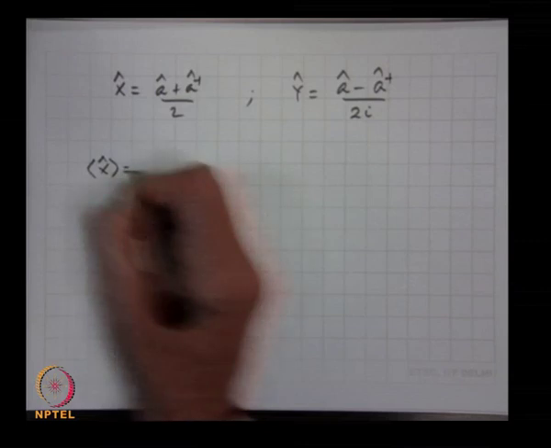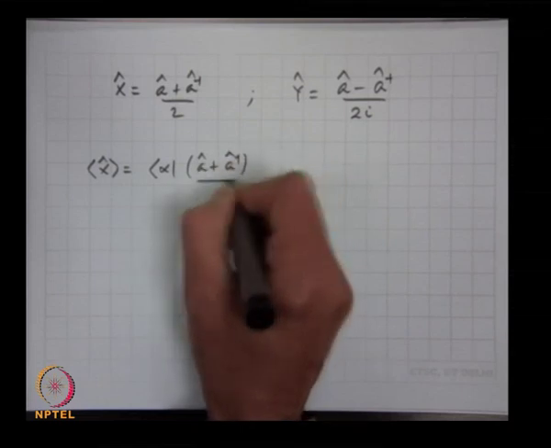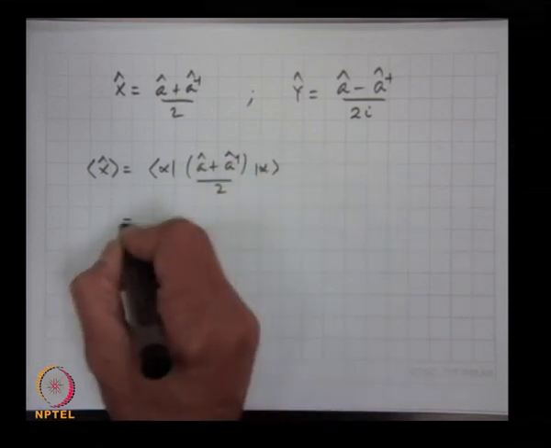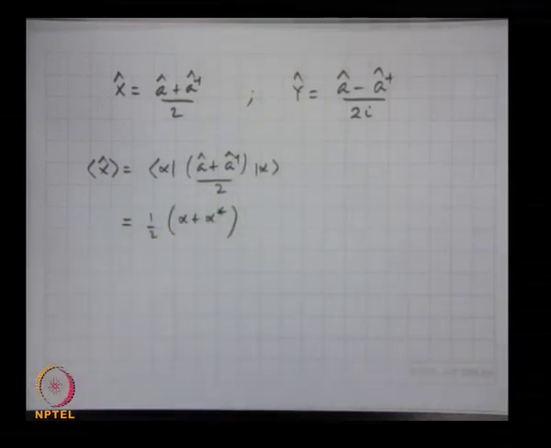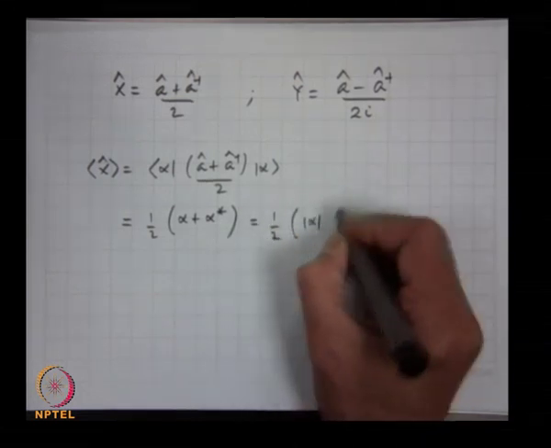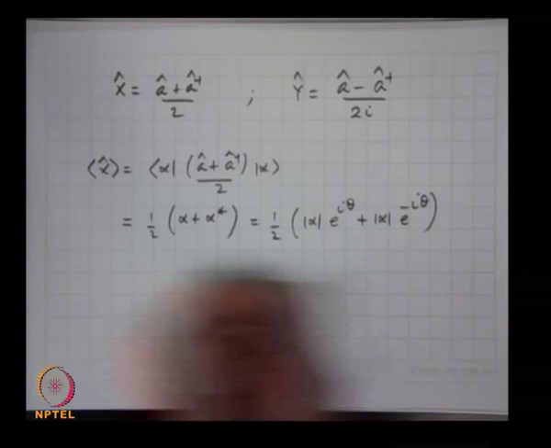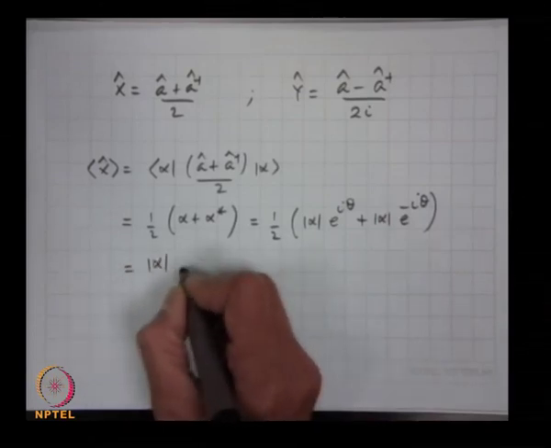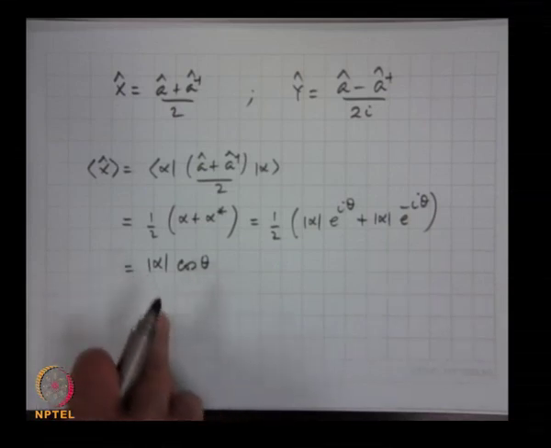Okay. So, the expectation value of x is equal to alpha, a plus a dagger by 2, alpha, which is equal to half of alpha plus alpha star, which is equal to half of mod alpha e to the power i theta plus mod alpha e to the power minus i theta, which is equal to mod alpha cos theta. Okay, so that's the expectation value of x.